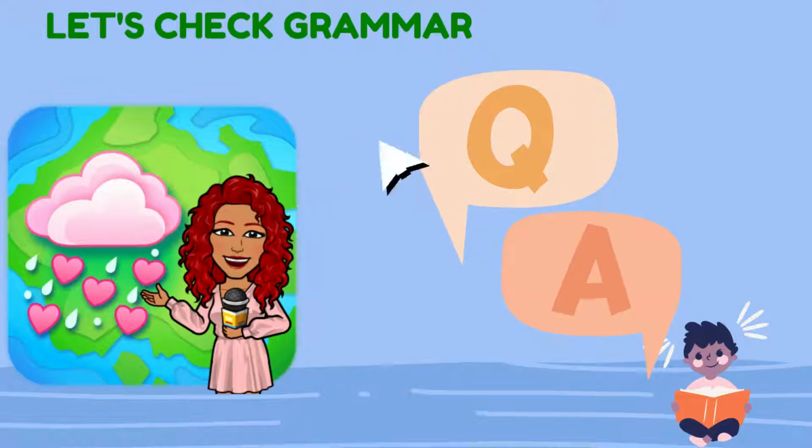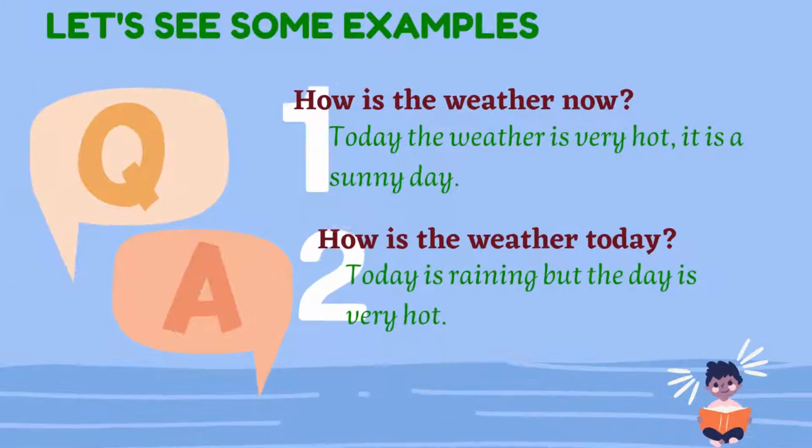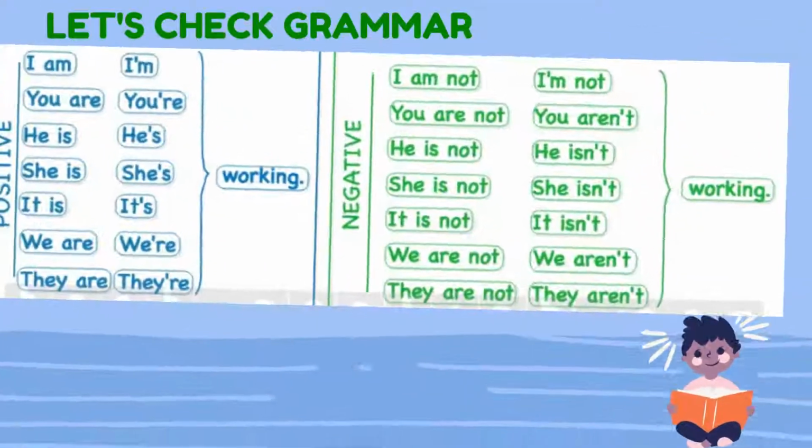In your exam, for sure, you will find a question about the weather. Let's check some examples. How is the weather now? Today the weather is very hot. It is a sunny day. How is the weather today? Today it's raining, but the day is very hot. Please use complete sentences and try to describe as much as possible.